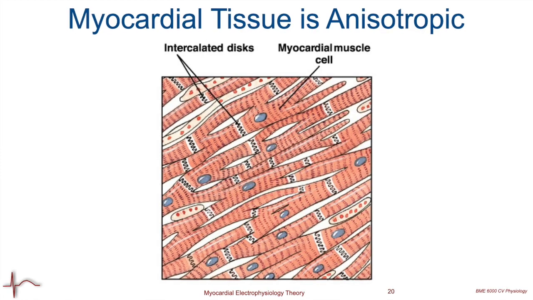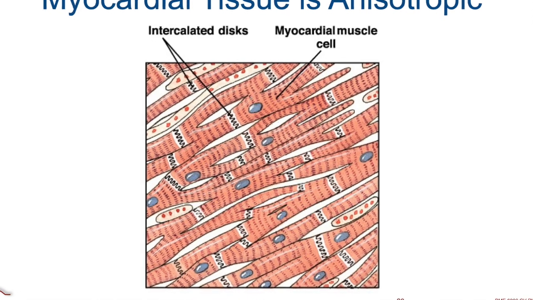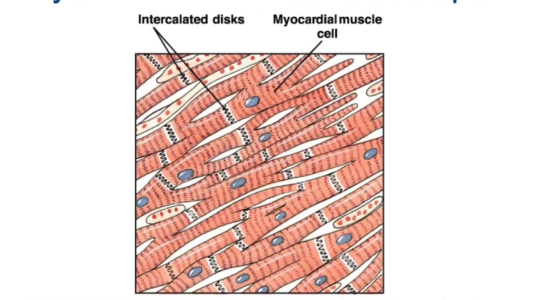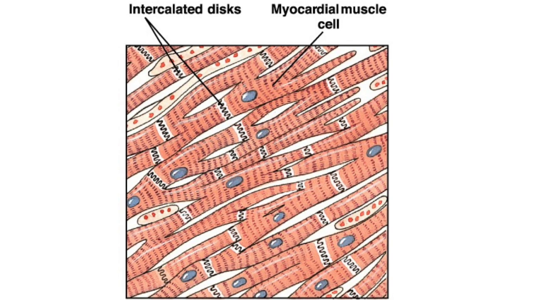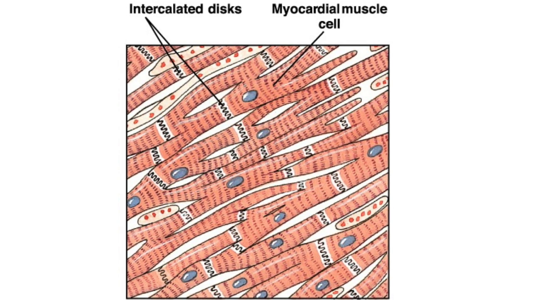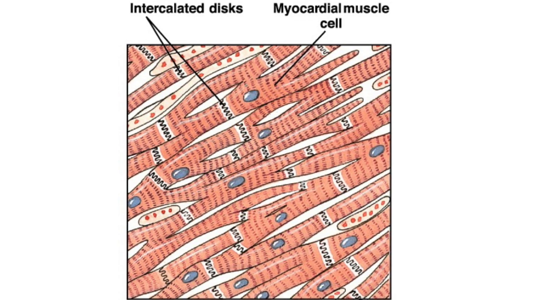Now again, we'll come back to this point that myocardial tissue is anisotropic. Here's another picture of that same behavior, with the little squiggly lines of the intercalated discs. You see cell nuclei. This is schematic, but it still captures this important behavior in the tissue because it will affect how that excitation spreads.